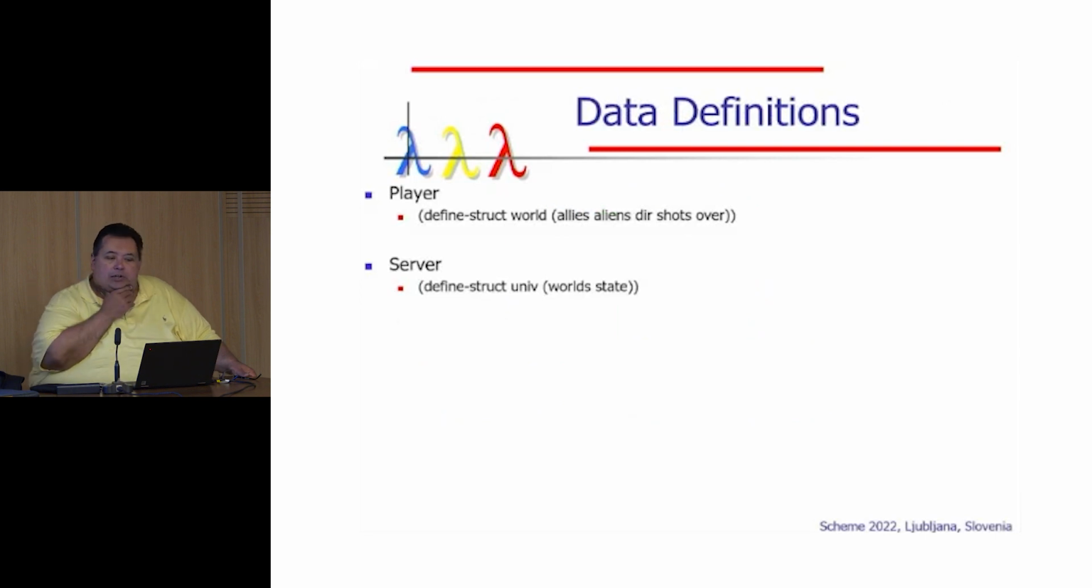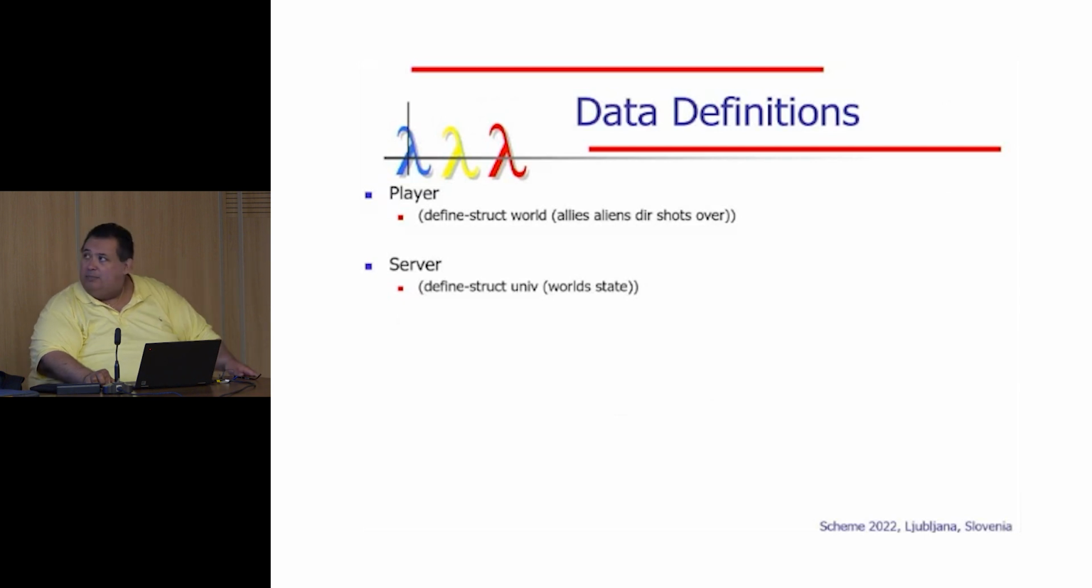So here are our data definitions, right? The world or the state of the game will have a list of allies, a list of aliens, a direction for the aliens to move in, a list of shots, and a flag to detect if the game is over. And then the server needs something else. It needs the state of the game, which is a world, right? But it also needs a list of all the worlds or all the players that are connected to the server, right? So if you look at that, wow, 2 structures, right?